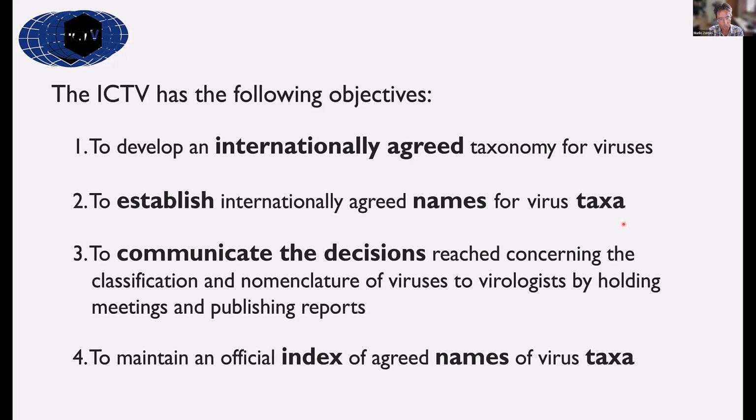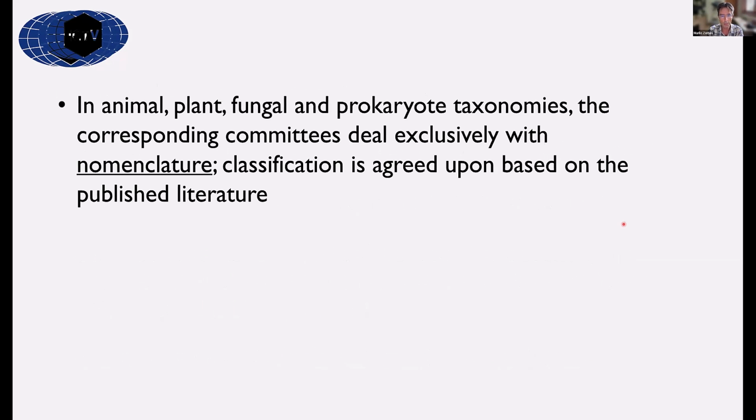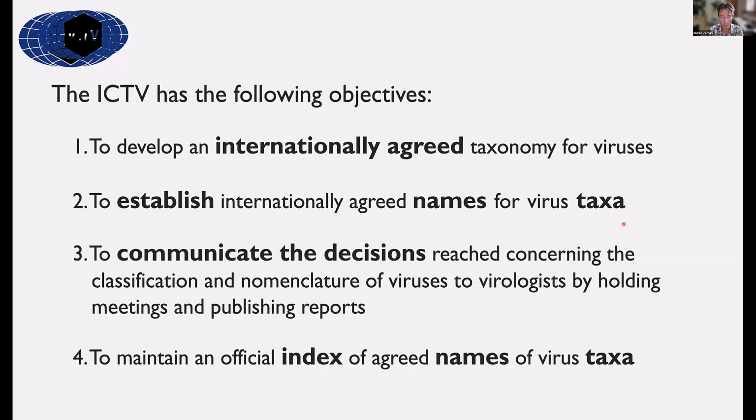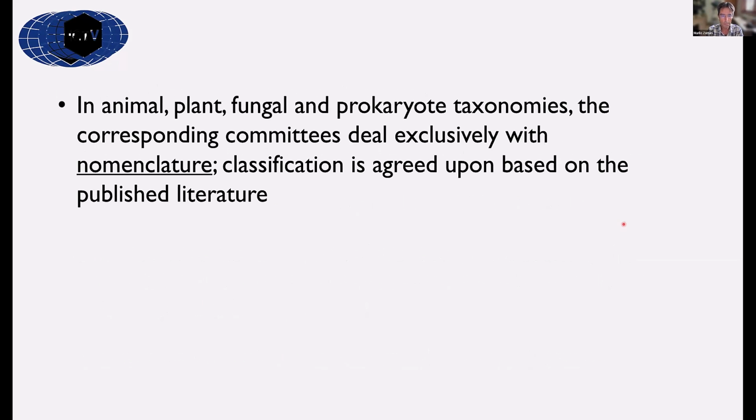And this objective three over the years, it morphed into more than just communicating decisions. We also do a lot of community outreach and give talks and participate in various meetings explaining how the ICTV works. And number four, to maintain an index of virus names and taxa, will be the topic of another talk here today.